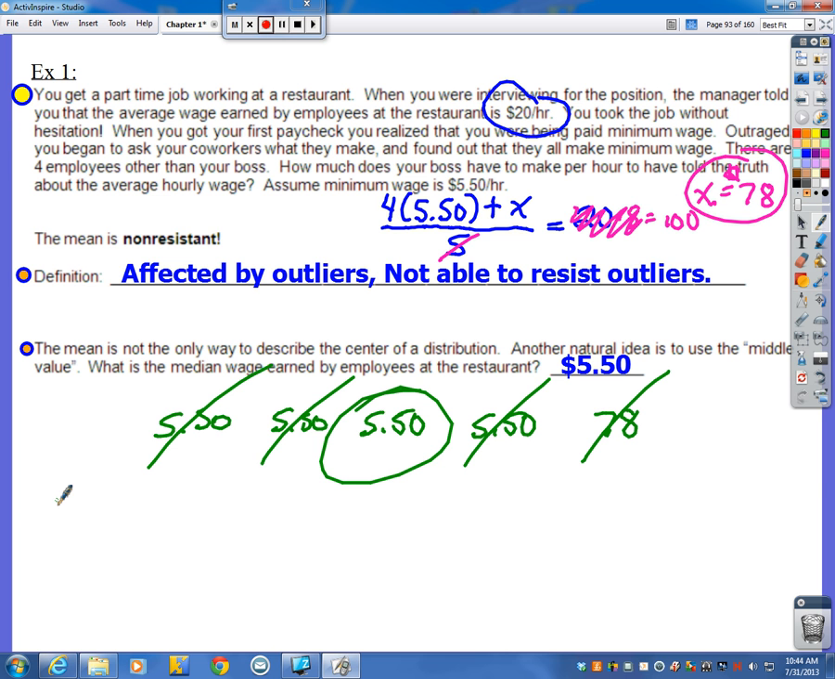Or if you'd said, hey, the mean amount of money is 20 bucks an hour, you're telling the truth more so with the $5.50 an hour versus the $20 an hour. Okay.